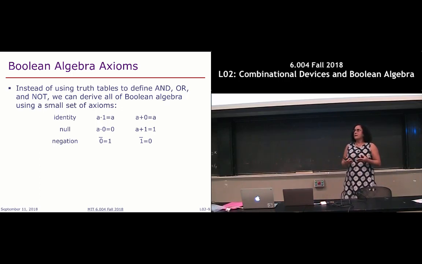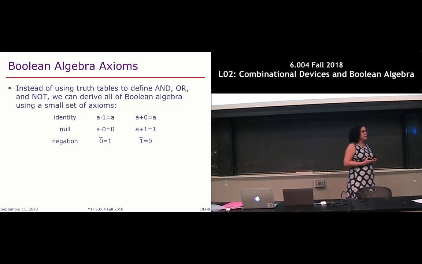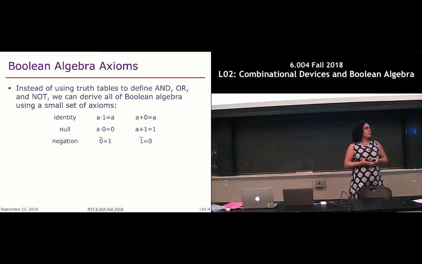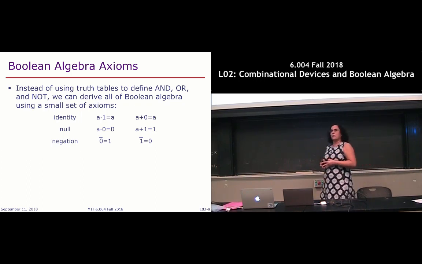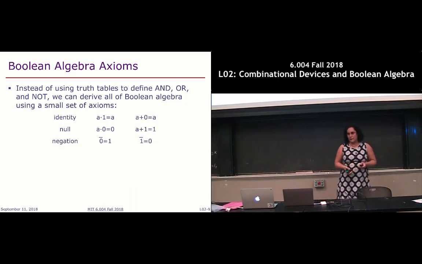Similarly, any variable ORed with a constant 0, always going to return that original variable. Okay? The next identity is the null identity, which says that if I AND something with a 0, it's always going to return 0 regardless of what my variable was. If I OR something with a 1, it's always going to return a 1. And finally, the negation is as we saw before, okay?